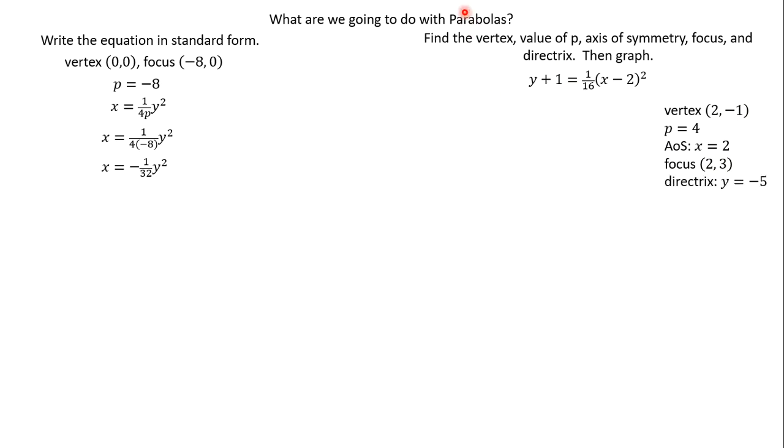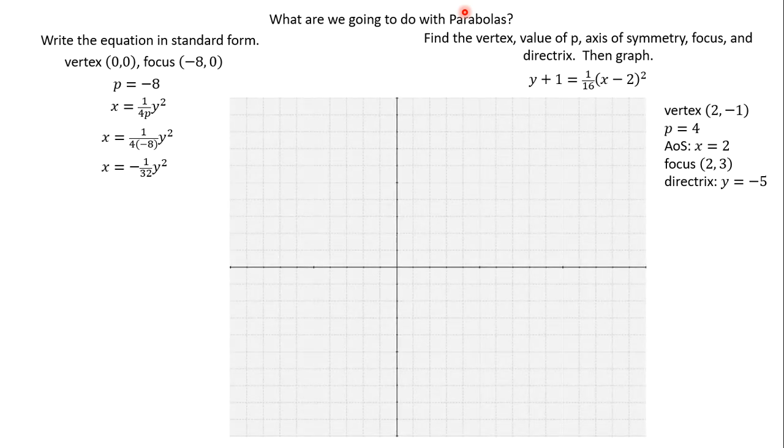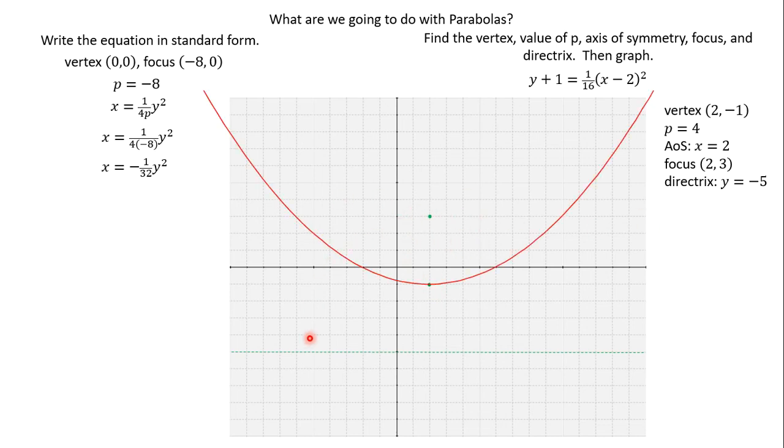And then graph it. To graph it, start out with our graph paper, plot the vertex, which was 2, negative 1. I would plot the focus, plot the directrix, and then sketch your graph. You can plug in some points if you wanted to. If x equals negative 1, x equals 0, you can use symmetry to help you out with that. But then just sketch your graph, and you're good to go.